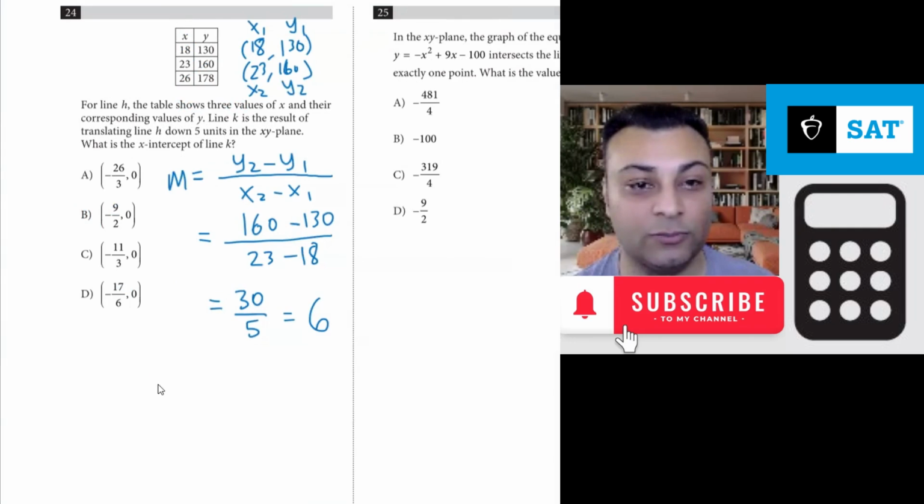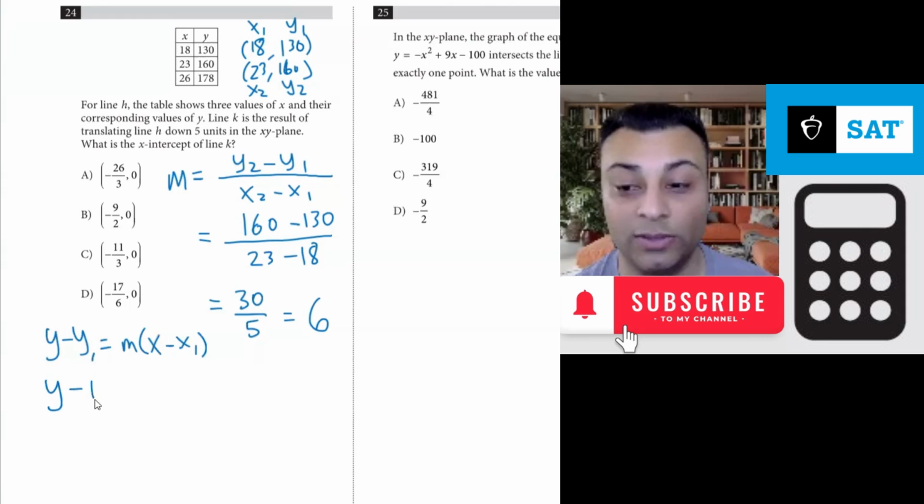What about the rest of the equation? We know the slope. So we could use point slope, which is y minus y1 equals m times x minus x1. And I'll use it with this 18 and 130. So let me go y minus 130 equals the slope of 6 times x minus 18.